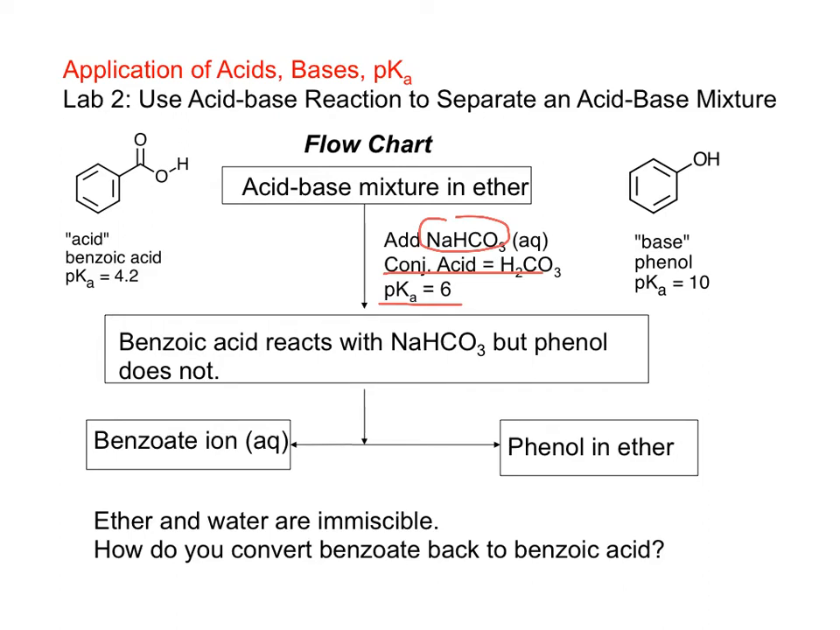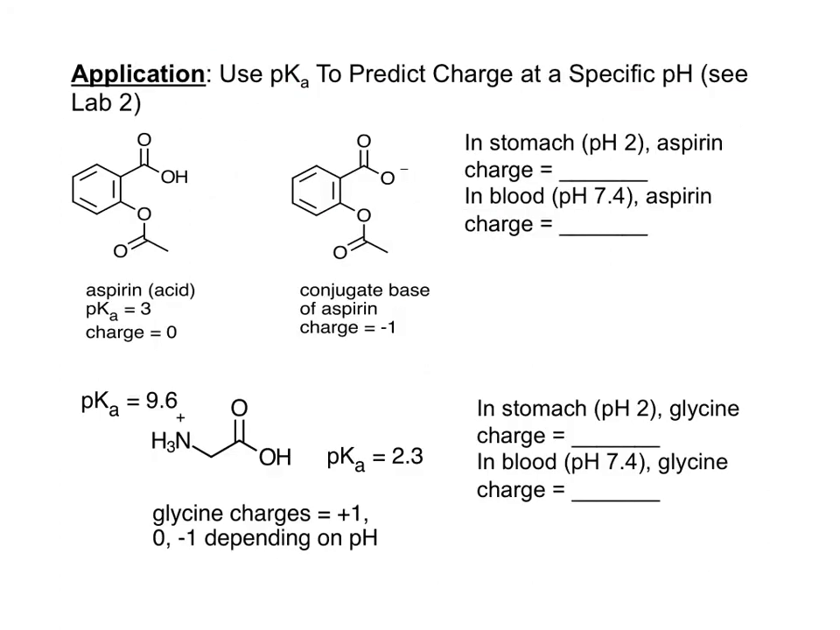After the benzoic acid reacts with baking soda, the benzoate ion forms. How would you convert the benzoate ion back to benzoic acid? Stop the video and figure that out. The answer is benzoate ion is a base, so it'll react with the appropriate acid. Again, take a look at the pKa table.